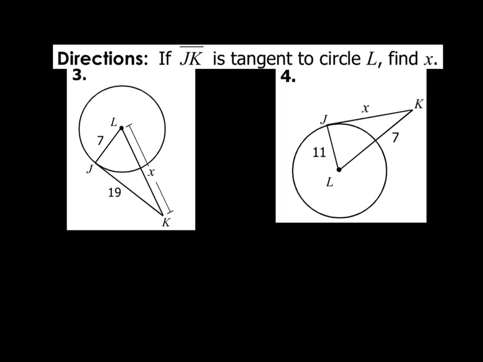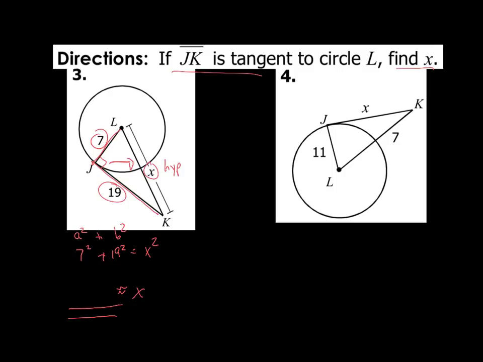Notice this section of directions changes a little bit. It just says, if JK is tangent to circle L, find X. So what we're going to do is work on the assumption that, yes, this is tangent. So here is our hypotenuse, which makes 7 that leg, 19 is that full leg, and X is the hypotenuse. So 7 squared for the first leg, plus 19 squared, our second leg, equals hypotenuse squared. And now solve for x, and that's your final answer.